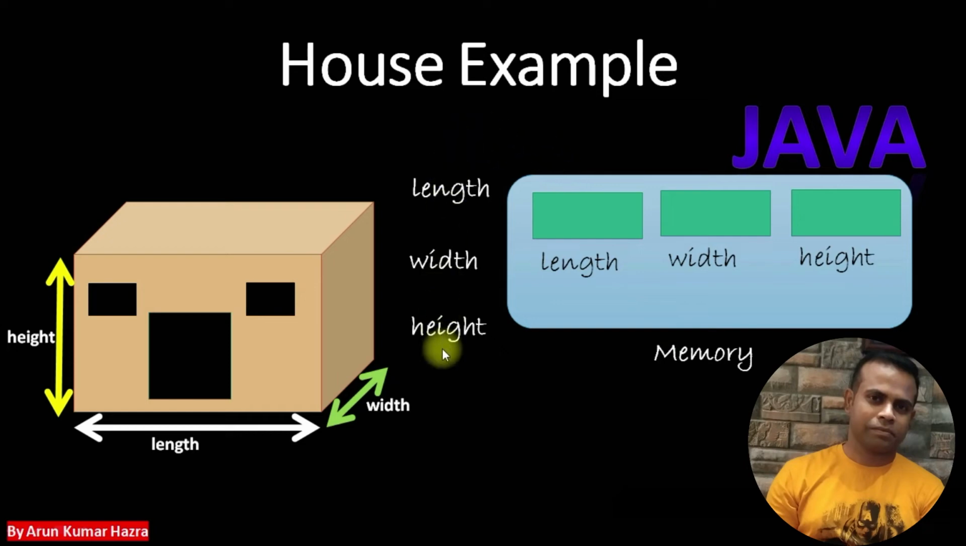So we have three variables, length, width and height, and you can see under memory, length, width and height reserve some slot to store their data.